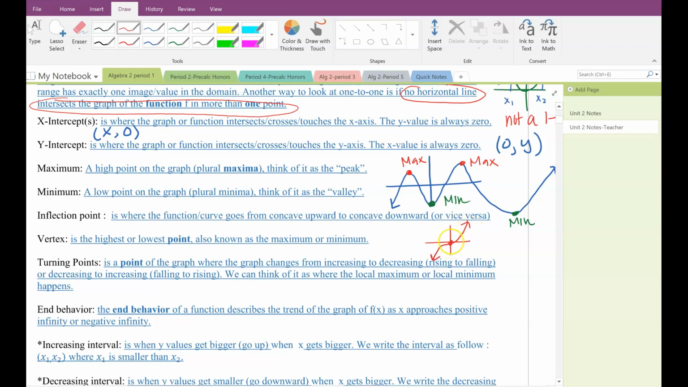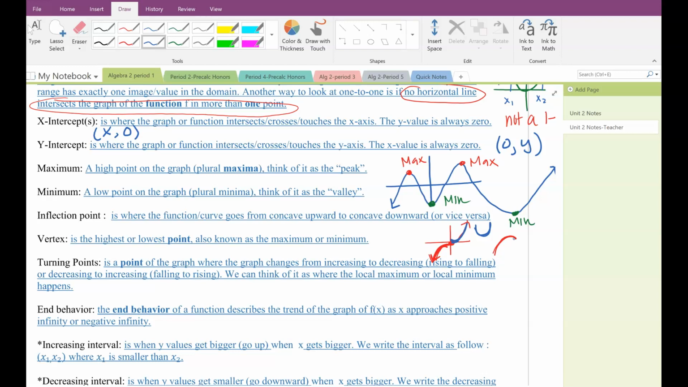Okay, still ugly, but I'm trying my best here. So that point in the middle right there, that's an inflection point. What's happening is that this side is concaving downward, meaning it's like this, okay? And over here on the right side it's concaving upward, meaning it's like this. So an inflection point is where the function or the curve changes from concaving up to concaving down and vice versa.